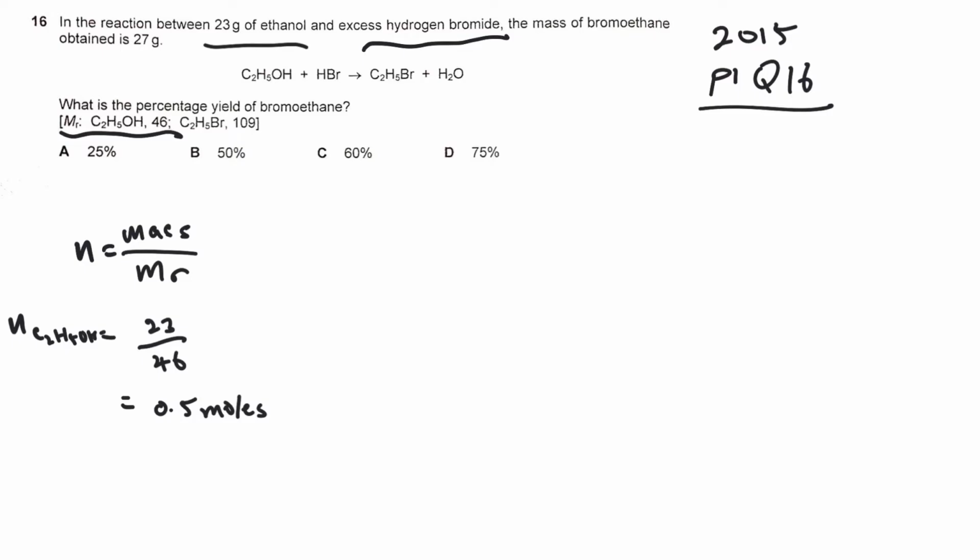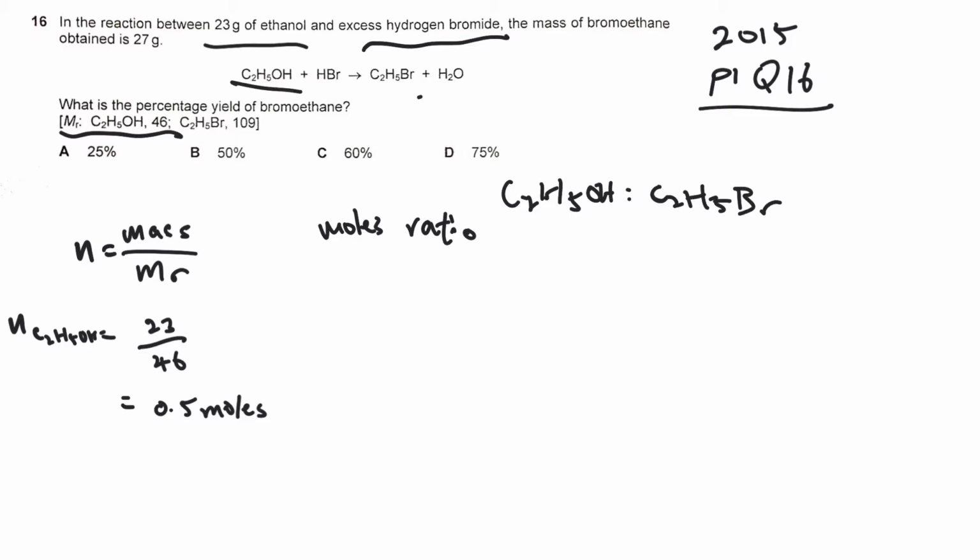Alright, so now that we have calculated the moles of ethanol, we can do a comparison in terms of the mole ratio of your C2H5OH to your C2H5Br. We can see that 1 mole of C2H5OH gives you 1 mole of C2H5Br. That means that if we have 0.5 moles of our ethanol, that will also give us 0.5 moles of our bromoethane. So having that, now we will be able to calculate the theoretical yield of your bromoethane.